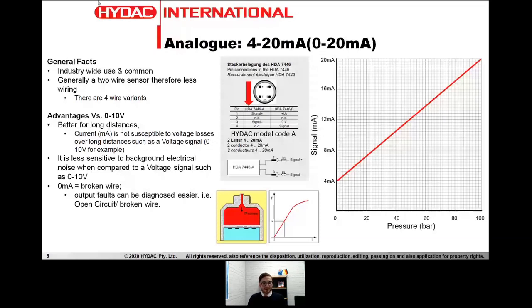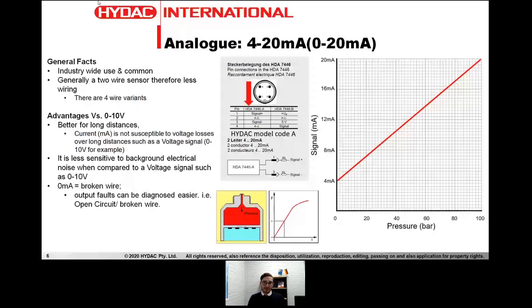One interesting part is, since the 0 bar, or the starting point of the sensor output, is 4 milliamps, we can detect a broken wire on the sensor if the PLC reads 0 milliamps, for example. You wouldn't be able to do that on a 0 to 10 volt sensor or a 0 to 20 milliamp sensor, because if there's a broken wire, it's still potentially giving a valid reading. So the 4 to 20 milliamp sensor has that particular advantage for fault finding purposes.